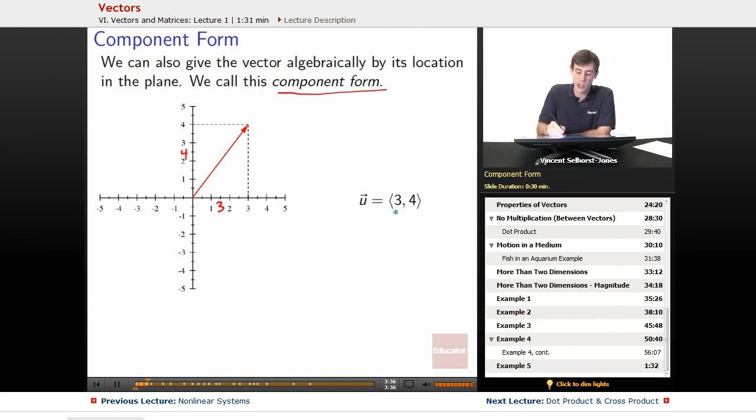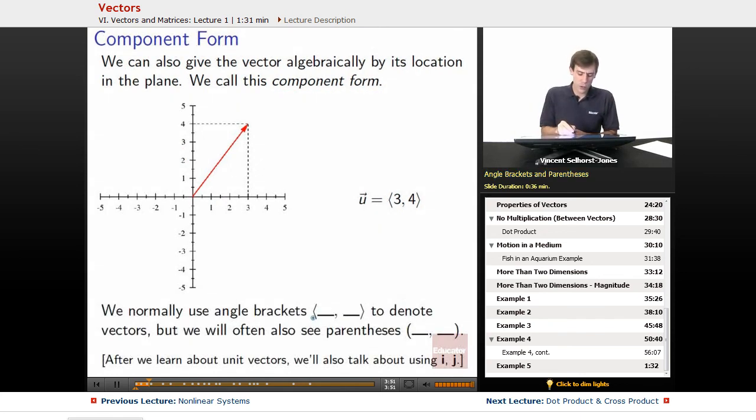So we say its horizontal component is 3 and its vertical component is 4. The vector U equals ⟨3, 4⟩. The first component is the horizontal one, the second component is the vertical, just like when we're talking about points in the plane. We normally use angle brackets.